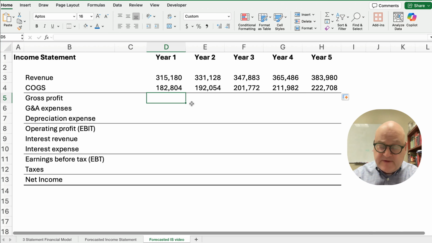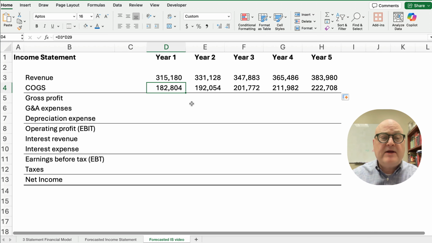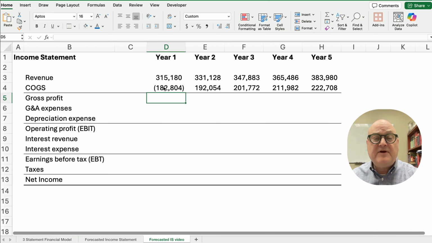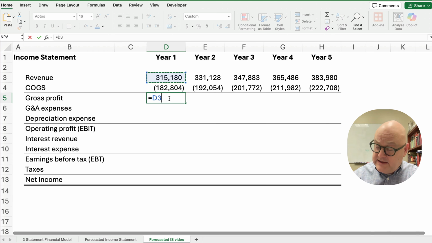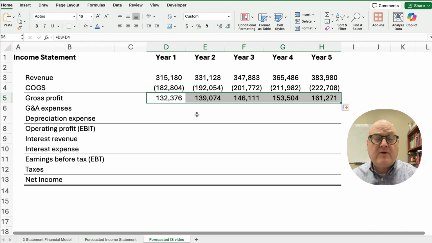Our gross profit is going to be 315 minus the 182, or we can go ahead and make the 182 negative, so we can easily see this is a negative number we're going to subtract. And then we can add right here, 315 plus the negative 182. We know our gross profit is 132. Same thing all the way across.